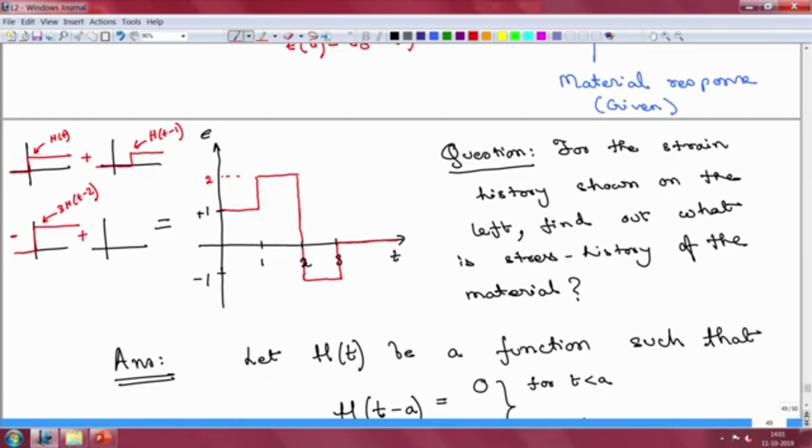So, if you superpose these 3 signals, then what you end up getting is at t equal to 2, your function will attain a value of minus 1, but here it will stay at minus 1. But this particular function here stays at a value of minus 1 till t equal to 3, and then becomes 0.